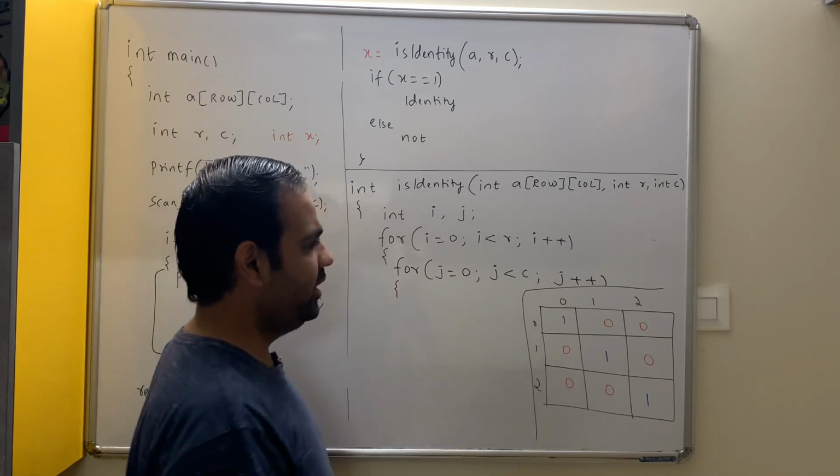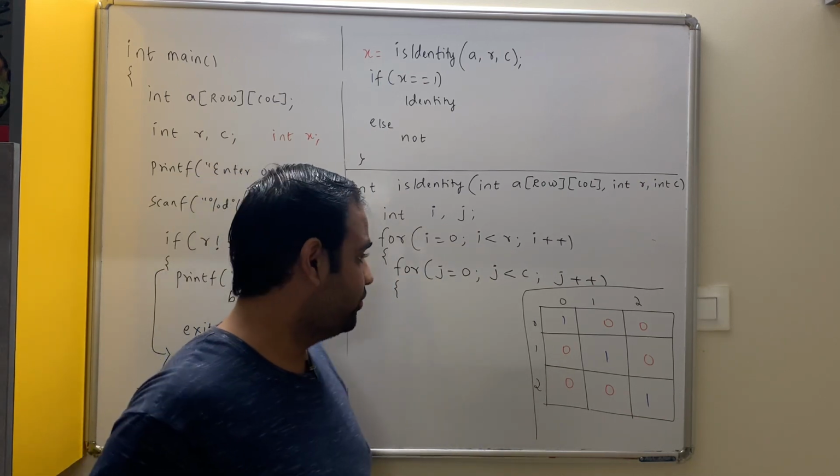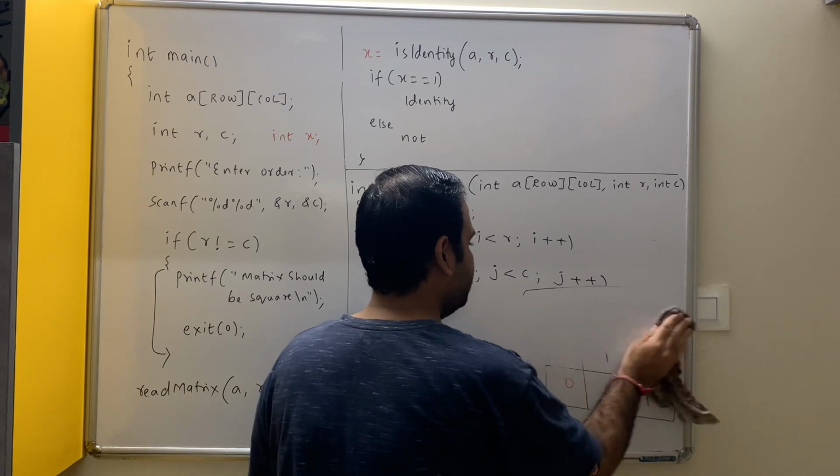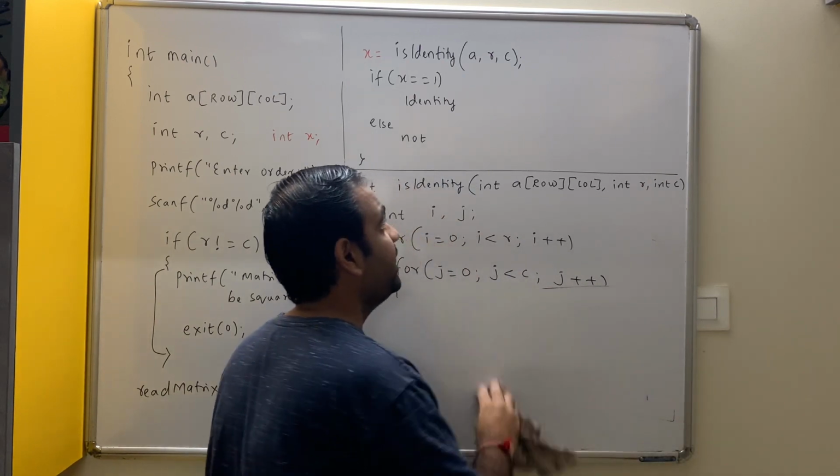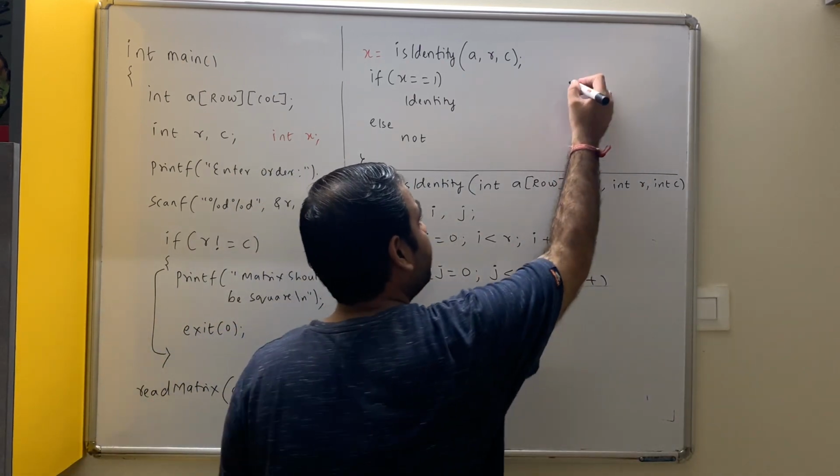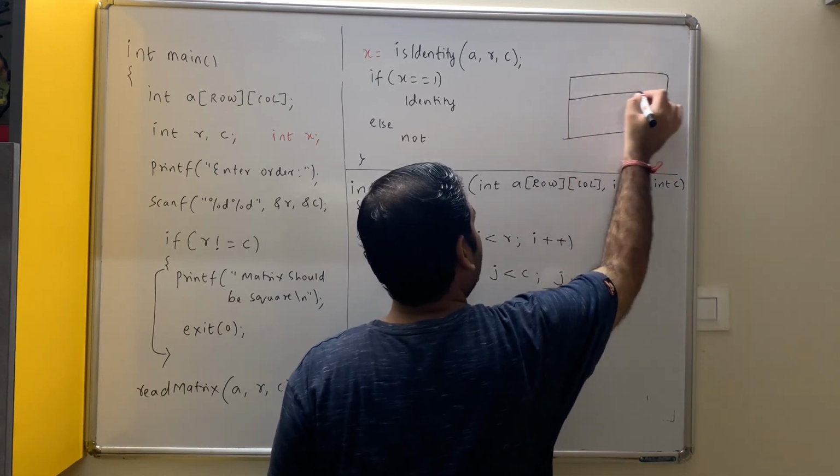Now here what do I need to do? I need to go to each element of the matrix. And how do we go to each element of the matrix? A of i j. We say A of i j.